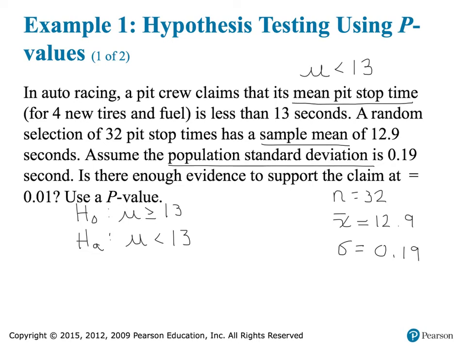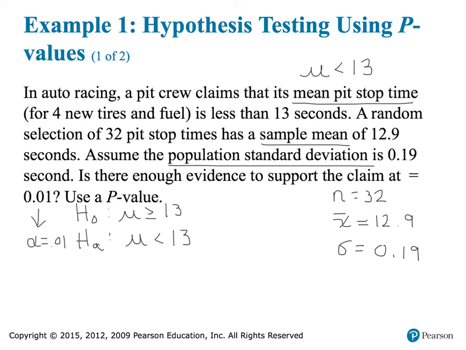Is there enough evidence to support the claim at a level of significance alpha of 0.01? Sorry about that. Some of my formatting doesn't come through when I upload these to my application here.